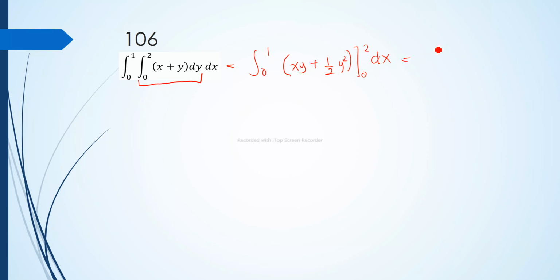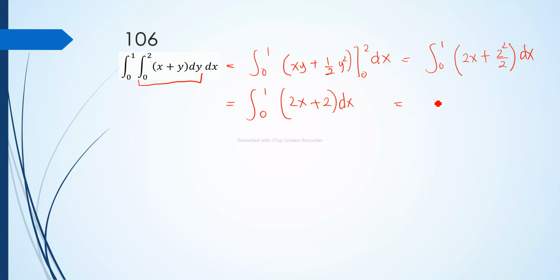So we will have the integral from 0 to 1. If we substitute 0, that becomes just 0. Then therefore we can substitute just the 2. So we have 2x plus 2 squared over 2 dx, or simply 2x plus 2 dx from 0 to 1.